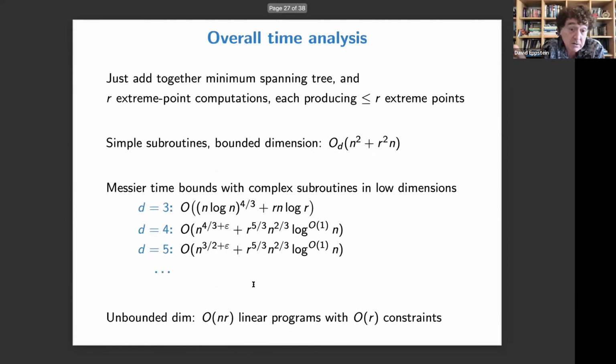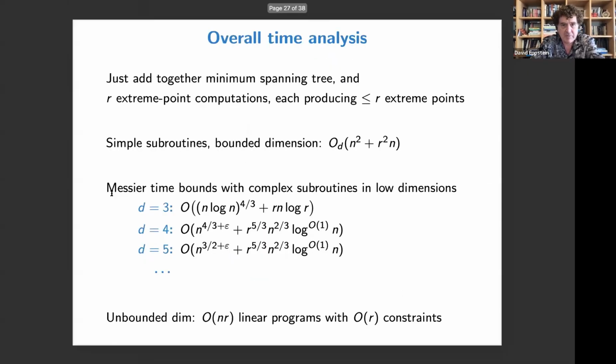And so we can plug in and get our overall time analysis. Just add together the times for the minimum spanning tree and the extreme point computations, producing an n squared plus r squared n simple algorithm, or these messier, more complicated algorithms. Or in unbounded dimensions, we get a time bound that basically consists of nr linear programs, each having r constraints, and whatever the time bound for that is.